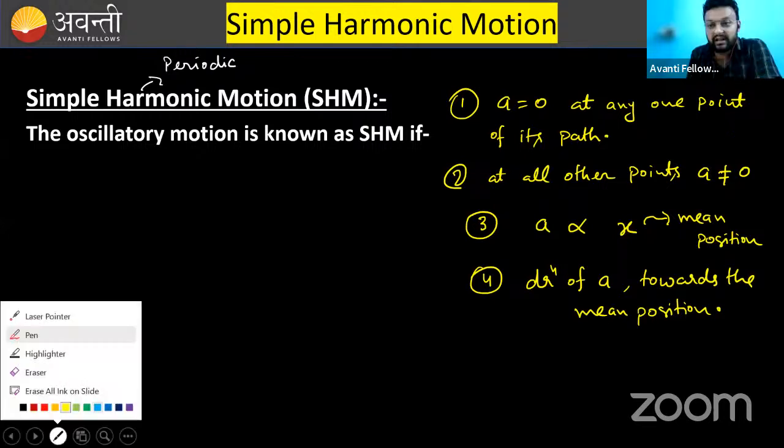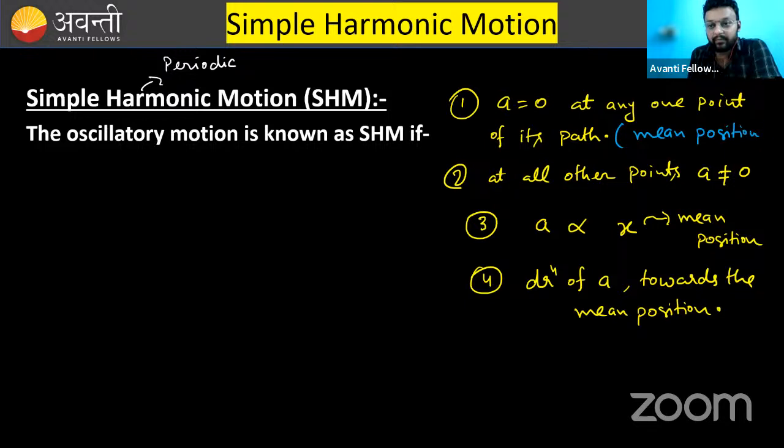So now mean position is clear, I think. What is mean position? The position or the point where the acceleration is zero. At all other points, acceleration is not equal to zero. And if acceleration is not zero, then it must have some magnitude and direction. The magnitude should be proportional to displacement. Displacement from where? Mean position. And the direction of the acceleration should be towards the mean position.